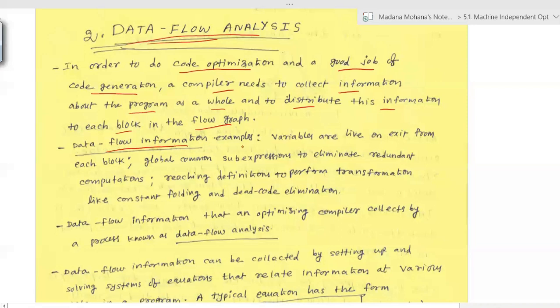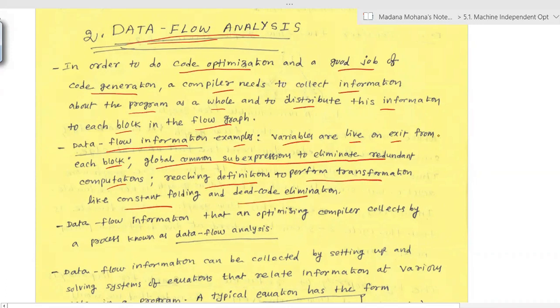Data flow information examples: variables that are live on exit from each block, that means those variables can be used immediately after that particular point of that block. Then global common subexpressions to eliminate redundant computations, and reaching definitions to perform transformations like constant folding and dead code elimination. All these transformations we already discussed. These are all examples of data flow information, whatever information is produced by these.